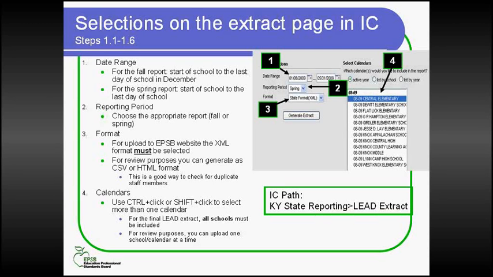The first is the date range. For the fall reporting period, you're going to want to put the first day of school until your last day of school in December. Do not leave either of the date ranges blank, because that will default to the current day and it'll throw off some of your course information.